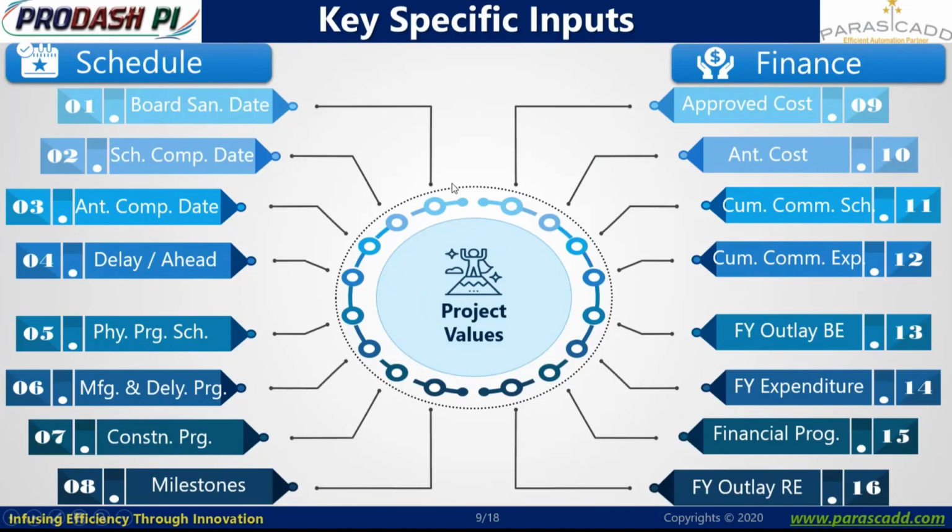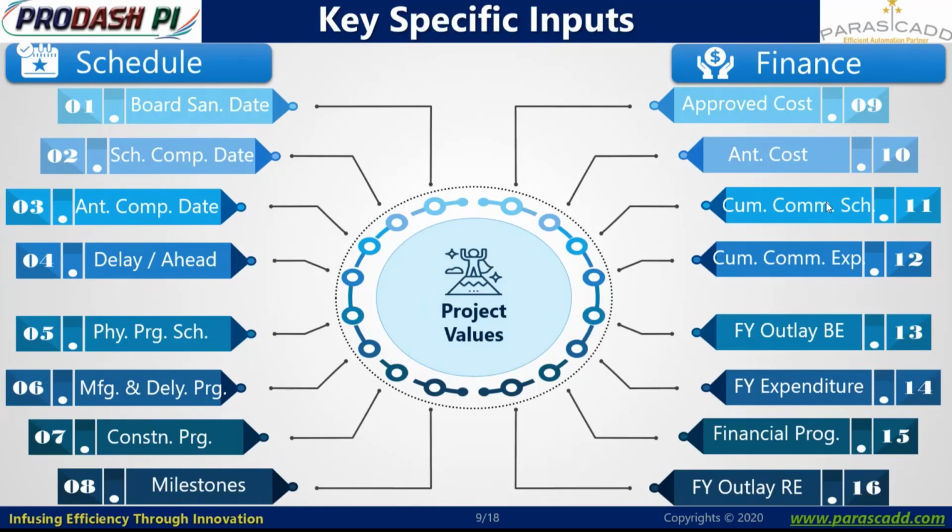On the other hand, on the finance side, the further progress is being monitored against the overall approved cost of the project, the original approved cost. If the cost is getting revised, then the revised cost. On a gradual basis the cost may get revised, and hence the anticipated cost may get upgraded.